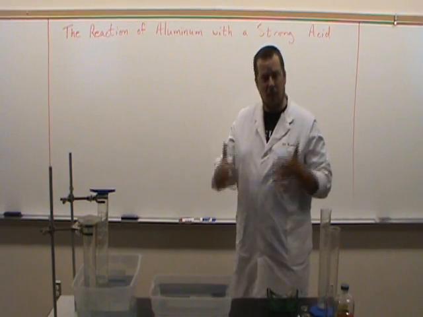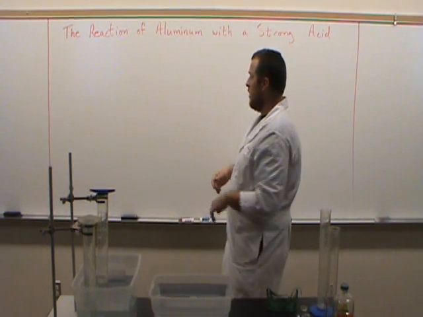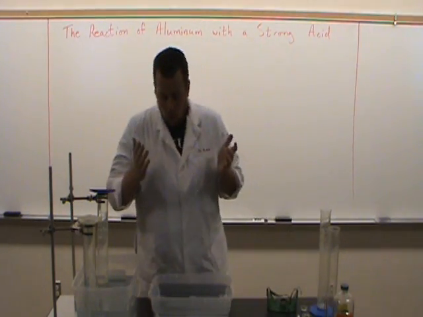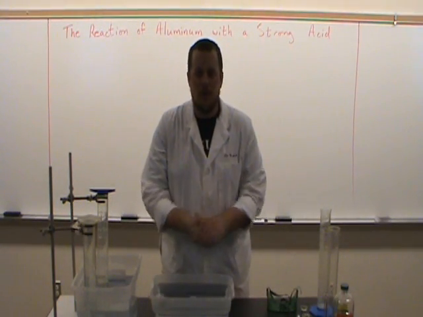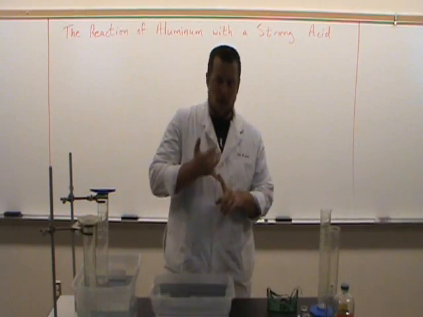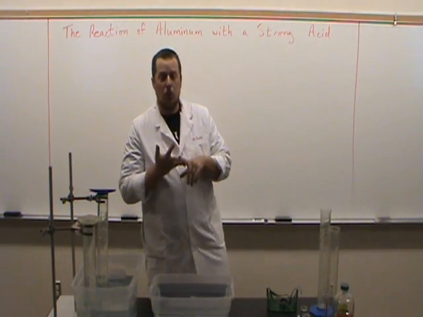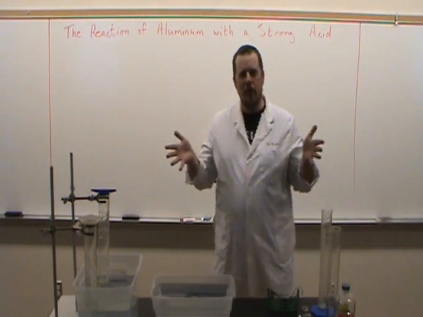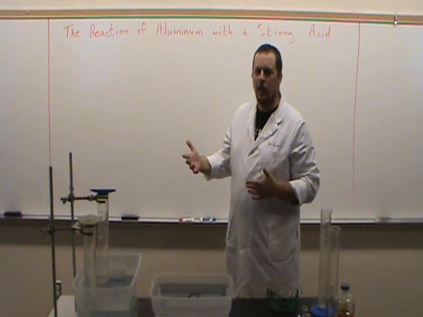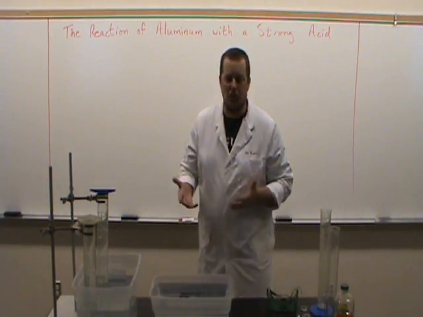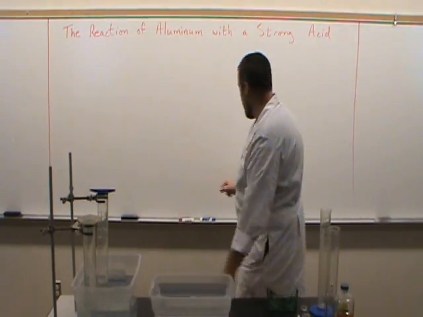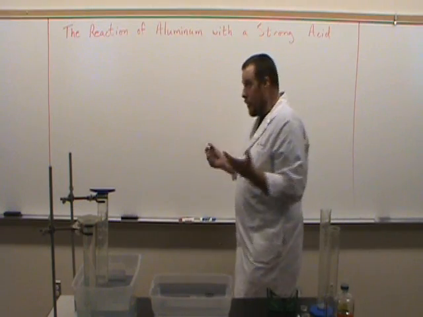This week's experiment, actually this week and next week's experiment, is the reaction of aluminum with a strong acid. So, why are we doing this experiment? Well, this experiment, and actually the next two experiments, all show us some different ways that we can experimentally determine a balanced chemical equation rather than just learning a bunch of rules like we do when we're sitting around in class.